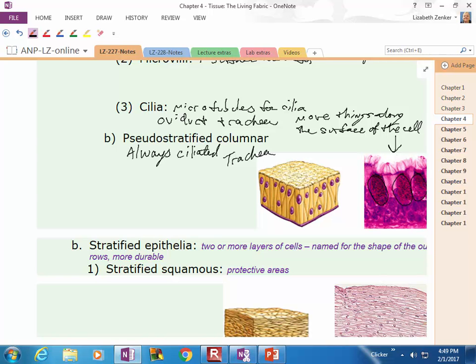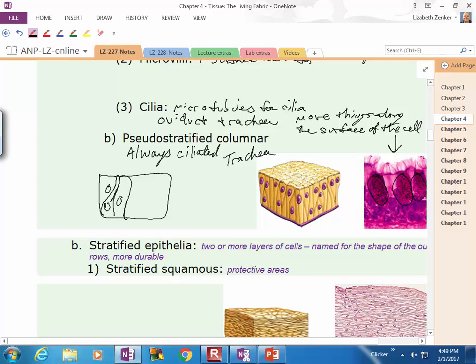So if we drew a picture of columnar cells, you might have where they kind of look like they're in different shapes. But it's really a single layer, one basement membrane, the apical surface.